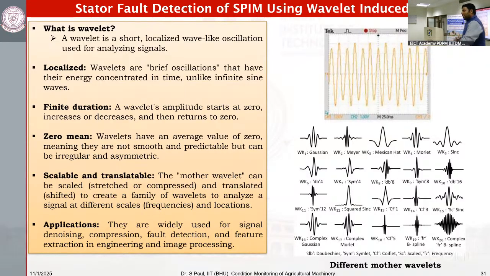Okay, these are very standard signals. Wavelet, you can just search in Python, you will get this library. They are named Gaussian, Mayer, Mexican hat, Morlet, all this. So what you do, this is a very small one.